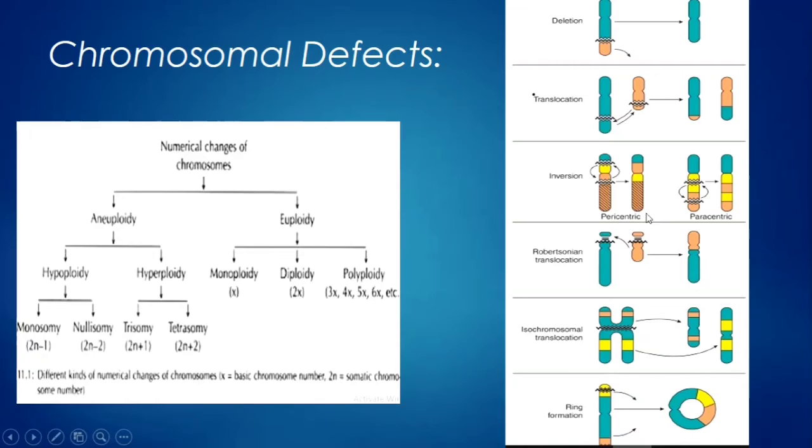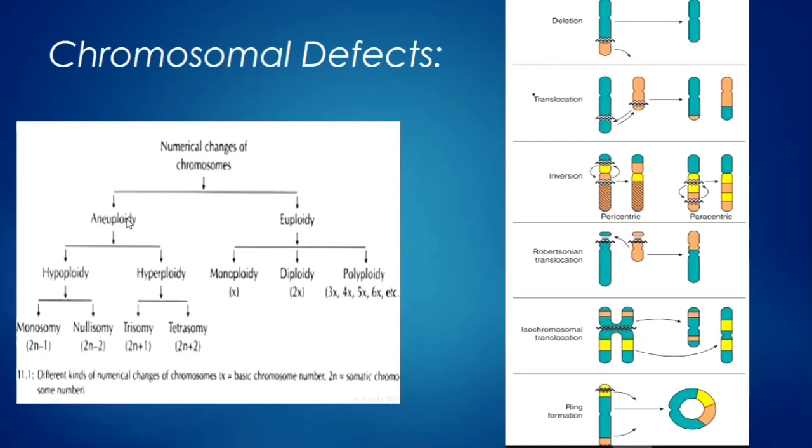So our main concern is with the numerical change of chromosomes. As the name suggests, there is addition or deletion of chromosomes. These are divided into two types of defects, aneuploidy and euploidy. The most important of these is aneuploidy. In aneuploidy, there is hypoploidy or hyperploidy. Aneuploidy is defined as the addition of chromosomes or a deletion of chromosomes from the total number of chromosomes.